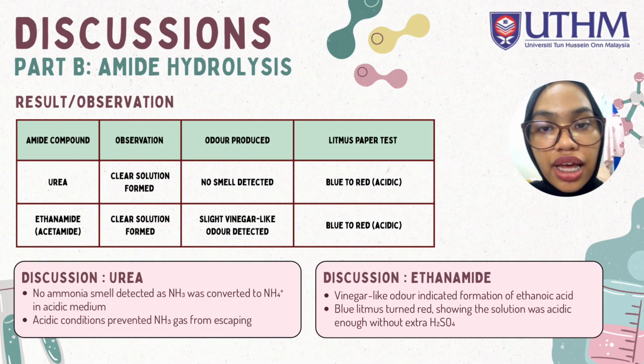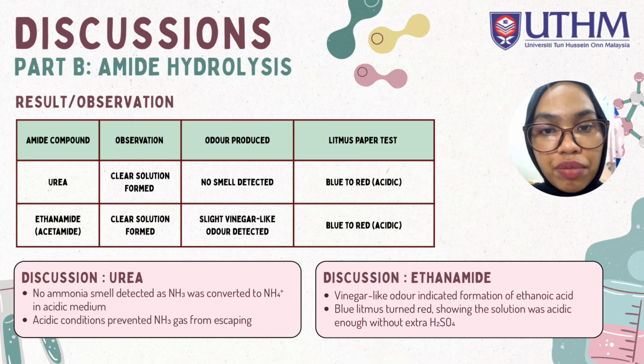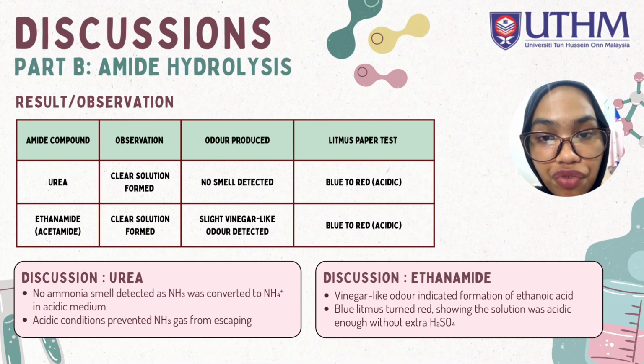For part B, amide hydrolysis, the result for urea is a clear solution formed, no smell detected. Litmus paper test: blue turns into red, acidic. For ethanamide, clear solution formed, slight vinegar-like odor detected, blue to red, acidic.